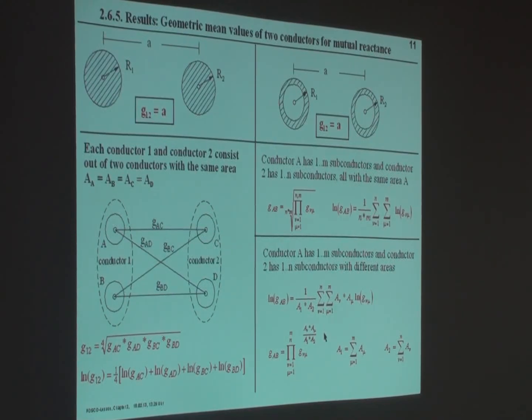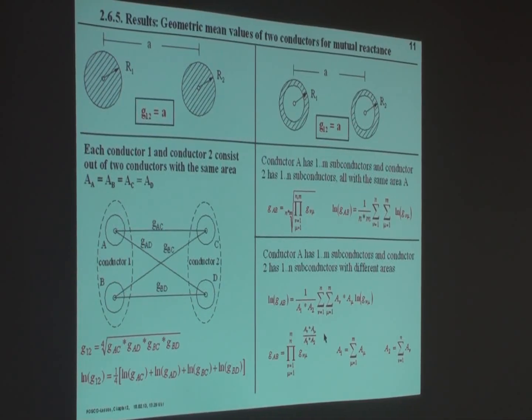I put it away, it's not good. A, B, C, D, E, and M. We have to do following. We have here an area A, B, AC, AD. Each conductor has an area. It may be different, it may be the same. If the same area, it's easier. It's less work.